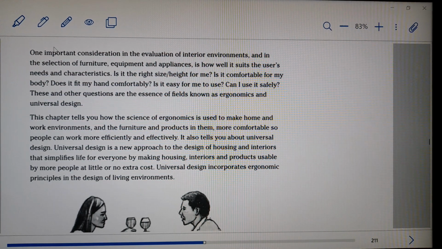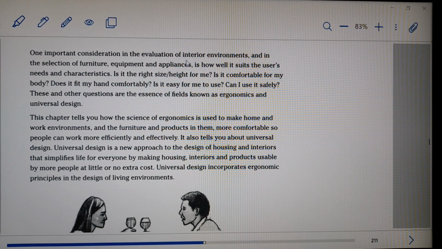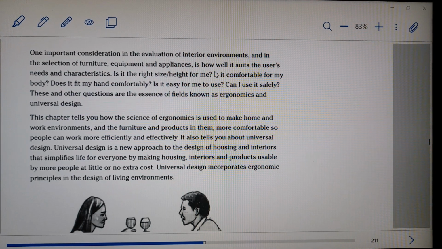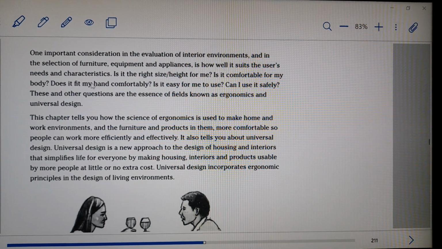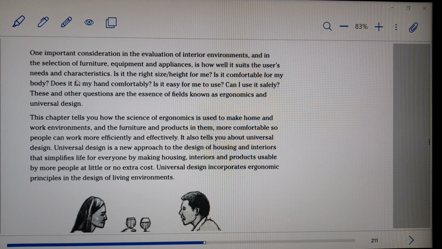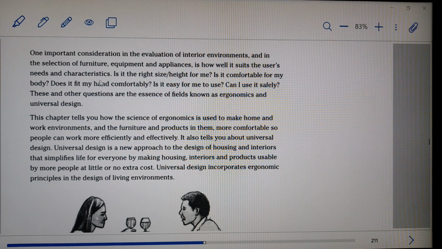They say, one important consideration in evaluation of interior environments and in the selection of furniture, equipment, and appliances is how well it suits the user's needs and characteristics. How well it suits the user's needs and characteristics. Is it the right size or height for me?